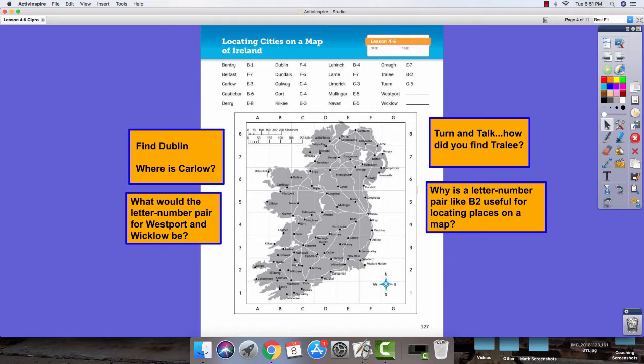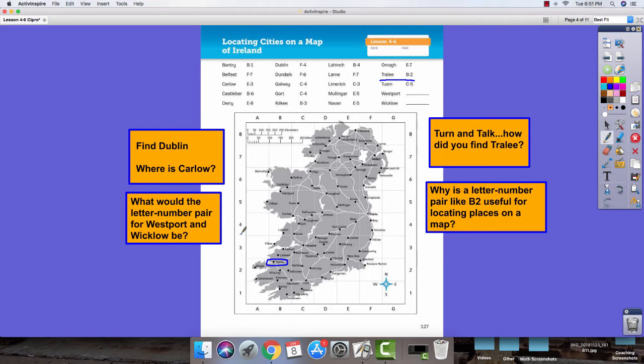So Tralee, if you look, here's locating cities on a map of Ireland. So this is a map of Ireland, actually. And if I can use this key up here, I can see that Tralee is at the point B2. So if I go over to B and then up to 2, here's Tralee. Okay?